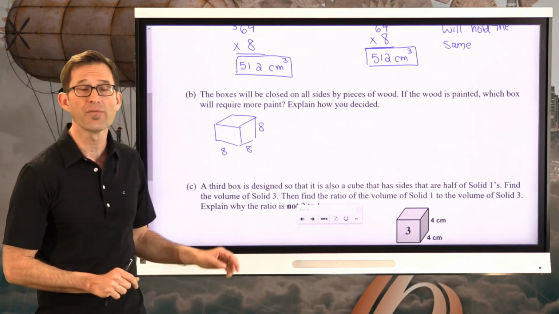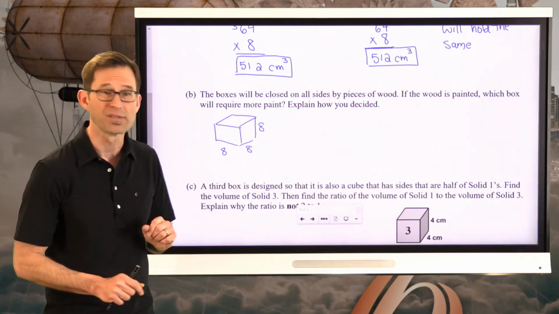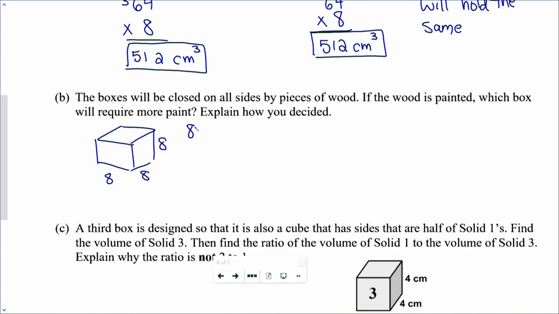We need to just simply find the area of one of the square faces, right? And that's 8 times 8, or 64 square centimeters. And then we need to multiply that by 6 because there's 6 of them. All right. So for the cube, we have 384 square centimeters.